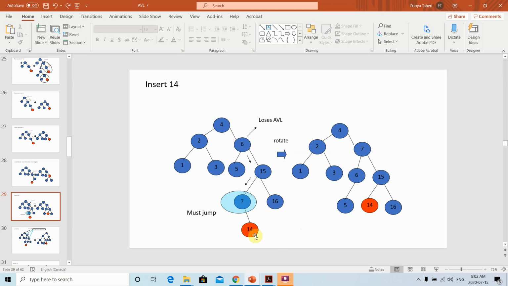Balance factor for this one is 0. Balance factor for this one is -1. For this one is +1. For this one is 1 - 3, so for this one is -2. This node loses its AVL property.